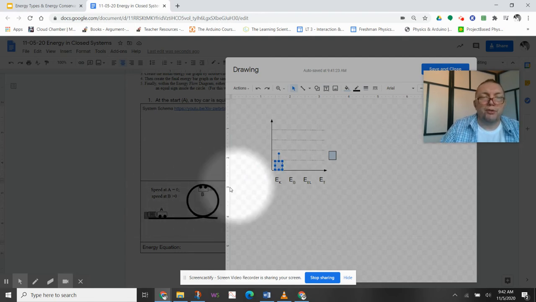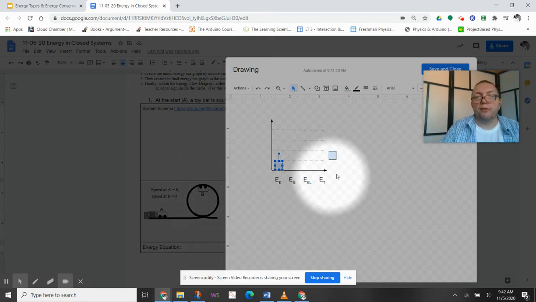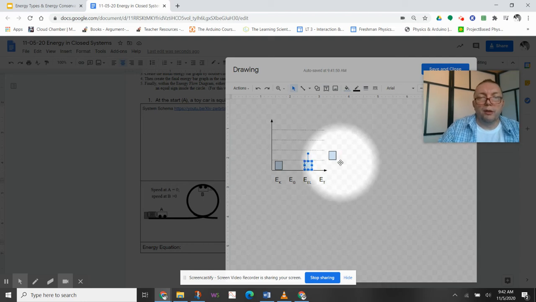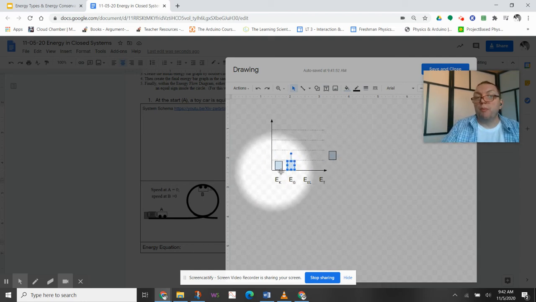Is there gravitational energy at B? We know that if there's an object on Earth or some planet, and there's a height that's greater than zero, then there is gravitational energy. This height is definitely greater than zero. So I'm going to take another one and move it over there. I'm just making notes to myself that those types of energies are present.